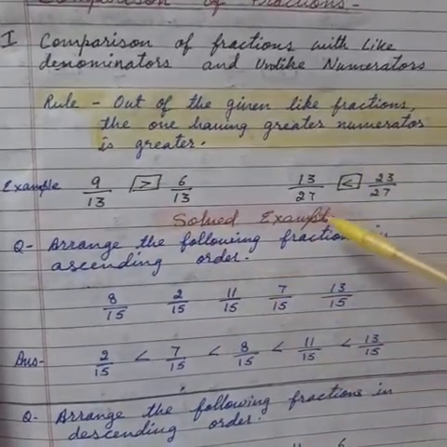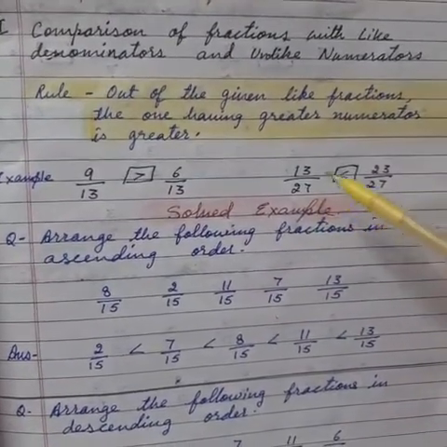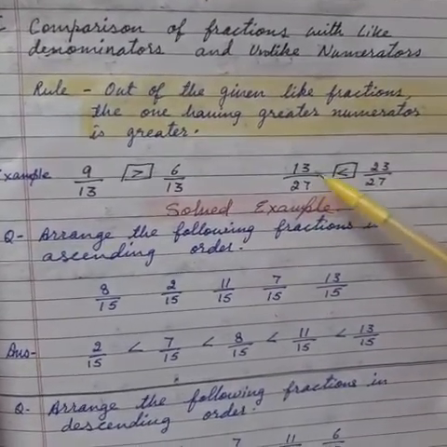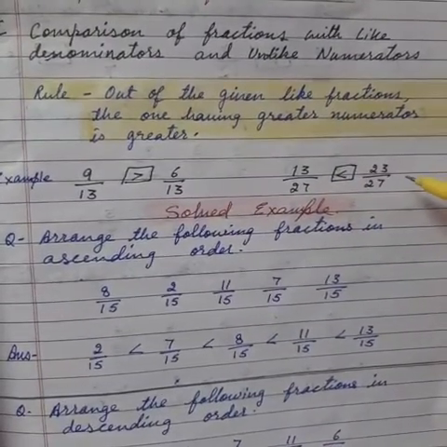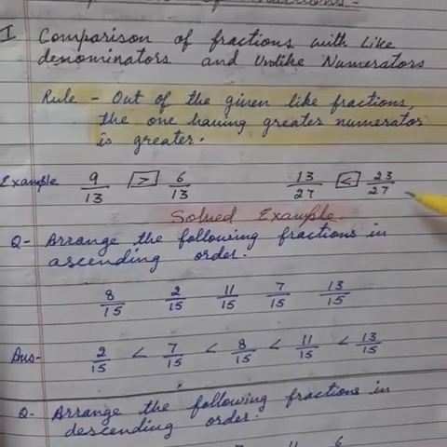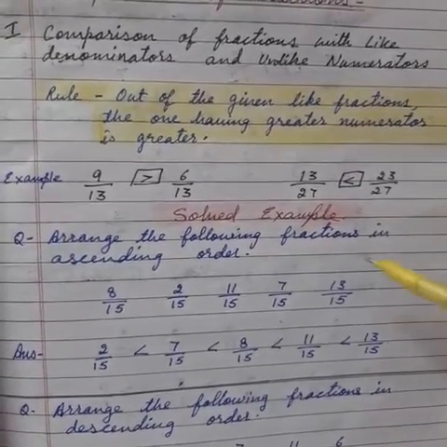Let us see another. Here 27 is the denominator of both the fractions. But if we see the numerator, one is 13 and other is 23. Now 23 is a larger number. So this fraction 23 upon 27 will be a larger fraction. Let us see the solved examples.